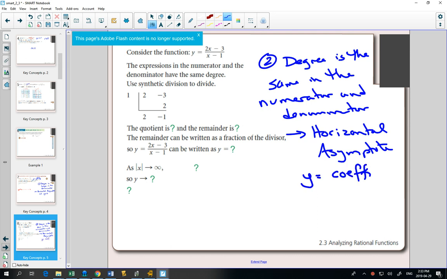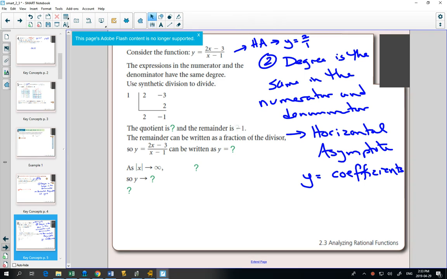And I'm going to just write y equals the coefficients. What do I mean by that? Well, in this one, 2x minus 3 over x minus 1. First of all, we recognize the highest degree is x, a degree of 1. There's an x in your numerator, there's an x in your denominator. The horizontal asymptote in this one is going to be y equals 2 over 1. The coefficient of the x on the top, the coefficient of the x on the bottom. In other words, y equals 2.